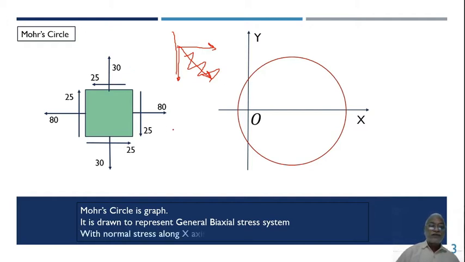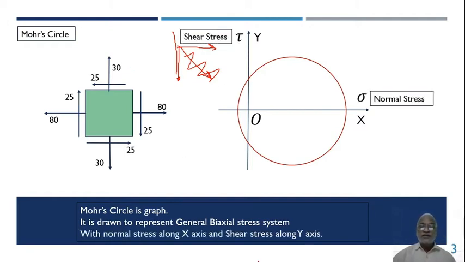Next, with normal stress along the x-axis and shear stress along the y-axis. So it is a graph, first of all. On the x-axis, you have normal stresses, meaning the 80 and the 30 should be measured along the x-axis. And then along the y-axis, what you have is shear stress, to say this 25 or this 25. These are plotted along the y-axis, right? Okay, we'll go ahead further.